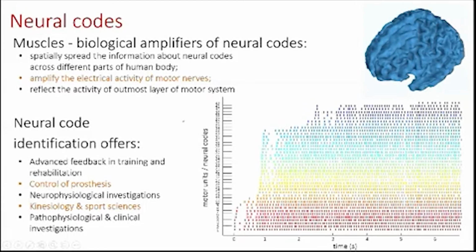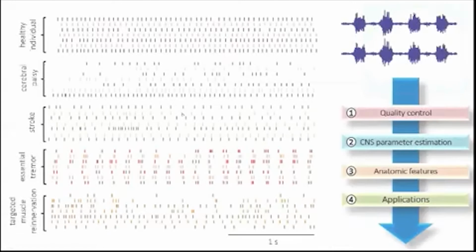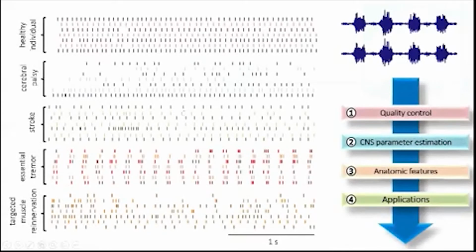And just to give you an illustration of what we can do with this kind of technology, I list here the neural codes extracted from 5 different motor systems. In the uppermost panel, there are 7 neural codes of a healthy individual. You can observe the regularity of the firings of these neural codes.